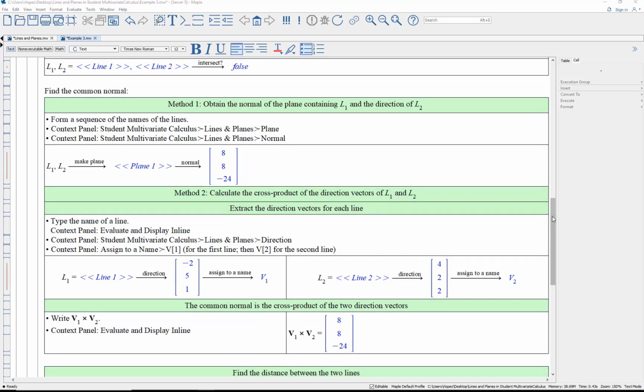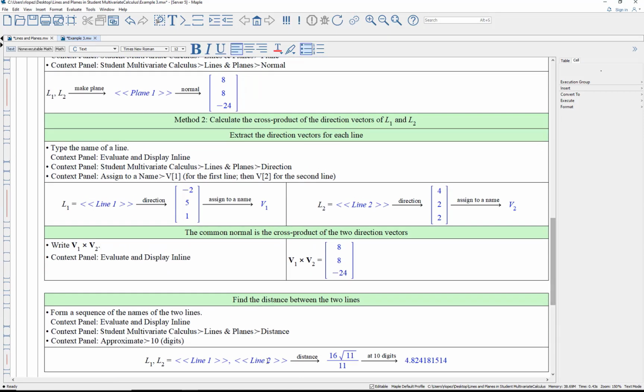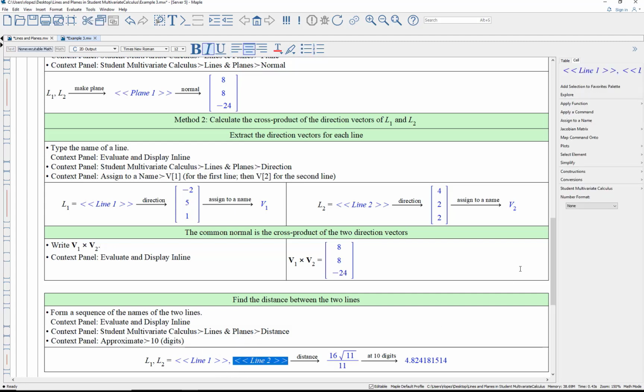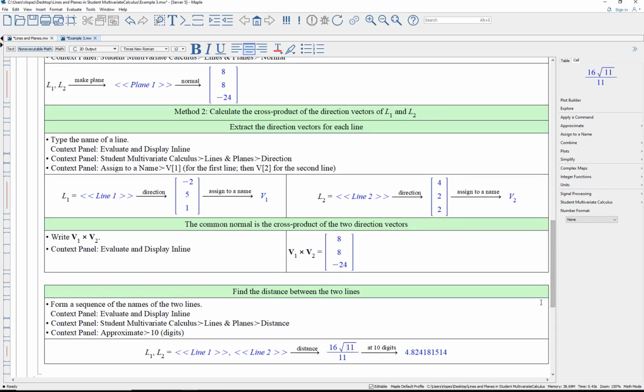The distance between the two lines can be obtained. Write the names of the two lines, and then evaluate and display in line. So Maple exhibits these line object symbols, and then you go here to multivariate calculus, lines and planes, distance. Maple comes back and says, here's the distance, 16 over square root of 11. And then here, approximate to, and I picked 10 digits, and you have an approximation to 10 digits.